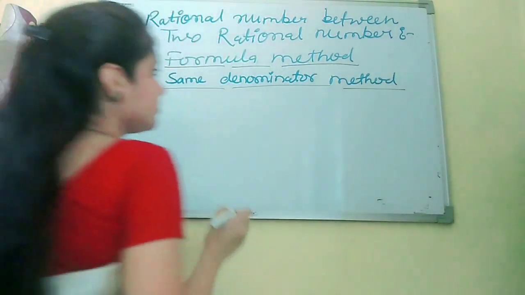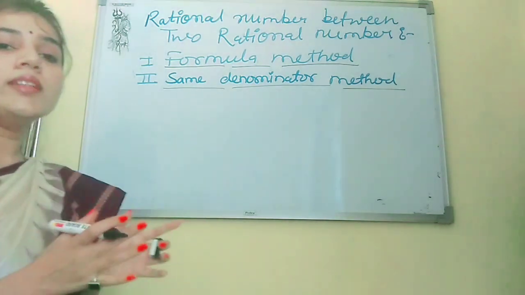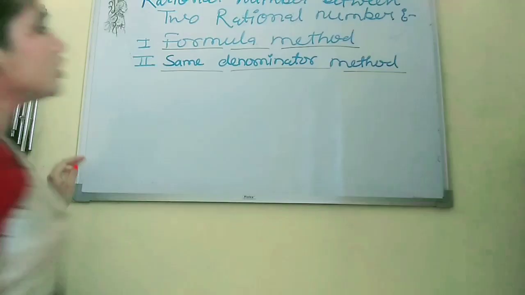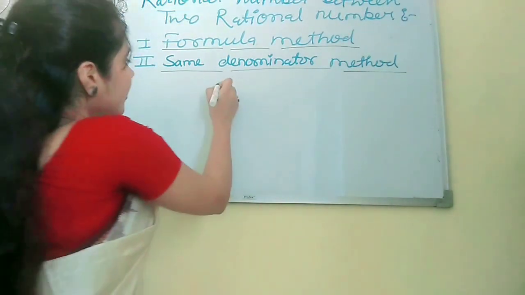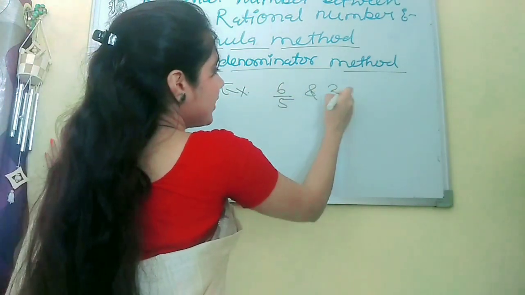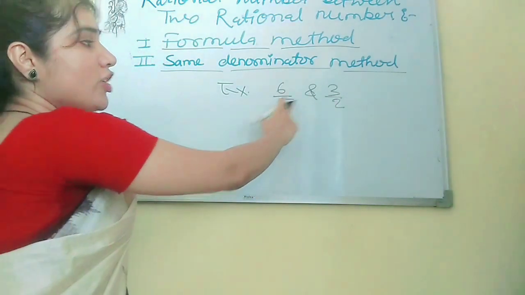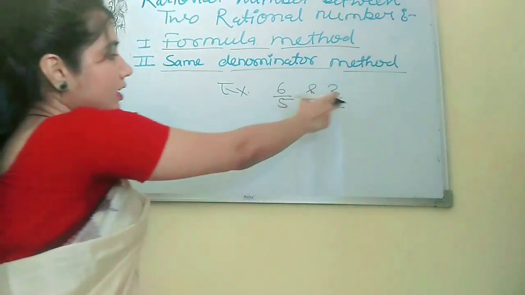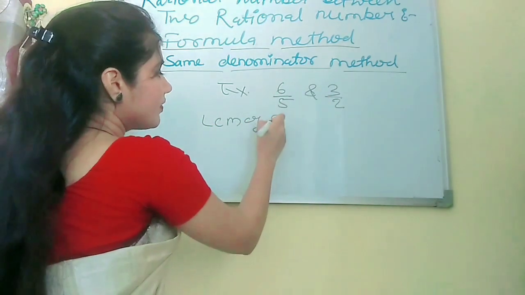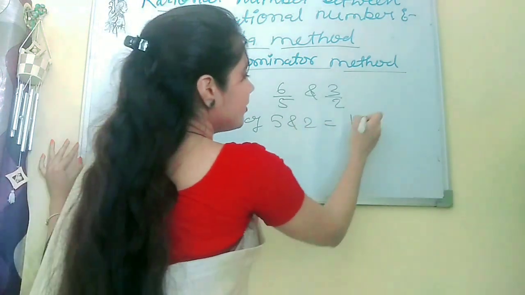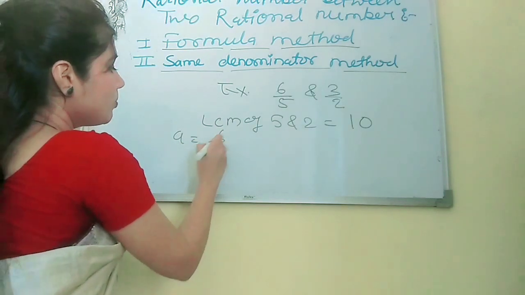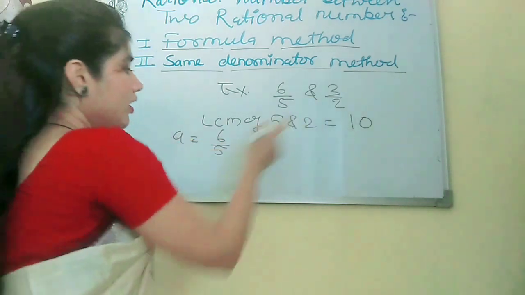Now the second one is the same denominator method. In the same denominator method, we just make the denominators of both numbers the same. Let's see how. For that we are taking one example, 6 by 5 and 3 by 2. We see here that the denominators are not the same, so we will make them the same. For that we will simply take the LCM of 5 and 2. And what will we get? We will get 10.